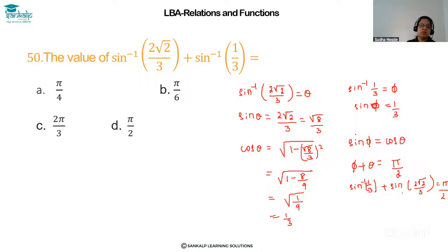Check the answer. It is option D, pi by 2. So remember here, if sine of an angle is equal to cos of some other angle, then if you add both the angles, the answer must be pi by 2. That result we are using here and got the answer very easily. Got it right? Thank you.